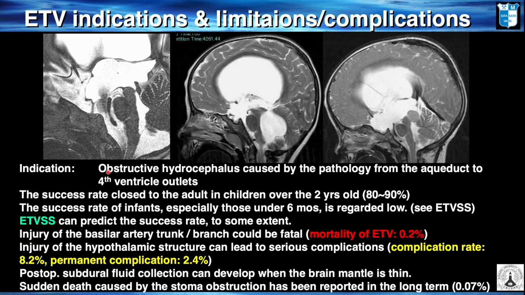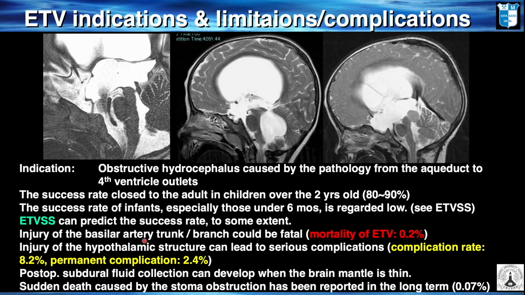So the indication of ETV is obstructive hydrocephalus caused by pathology from the aqueduct to the fourth ventricle outlet. And the success rate is close to the adult in children over 2 years old, 89%. The success rate of infants, especially those under 6 months, is regarded as low. And the ETV success score can predict the success rate to some extent. Not always perfect. There is some dissociation, but usually you can estimate somehow.